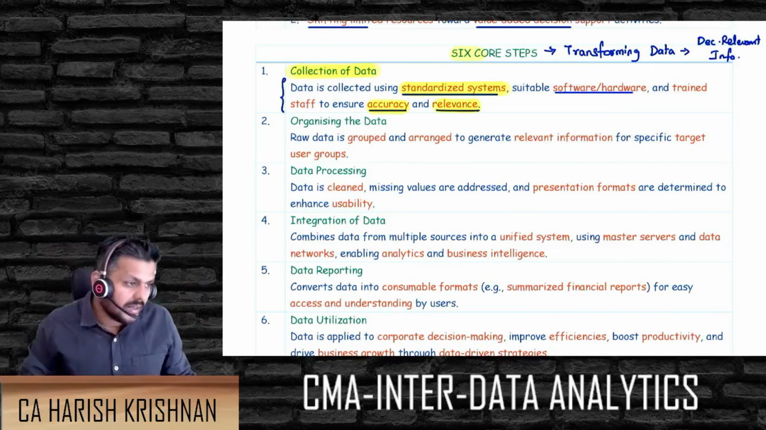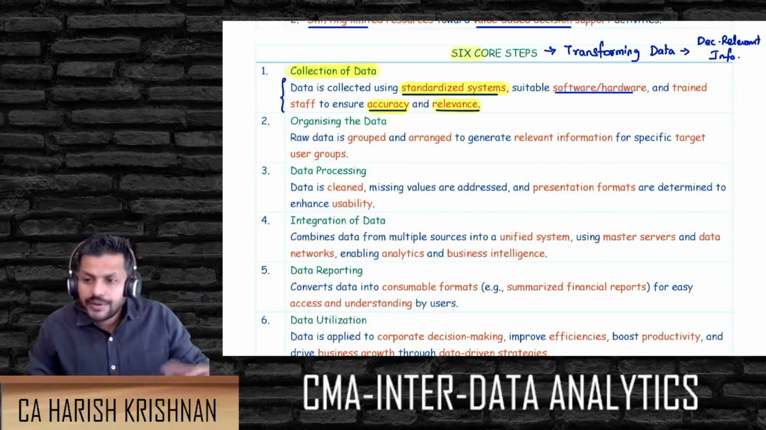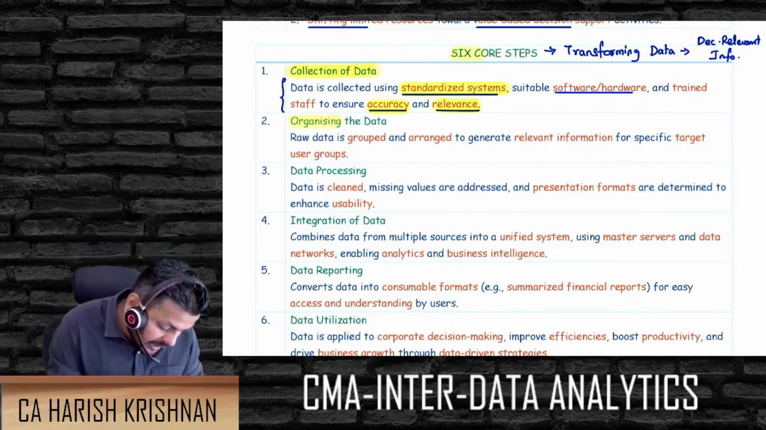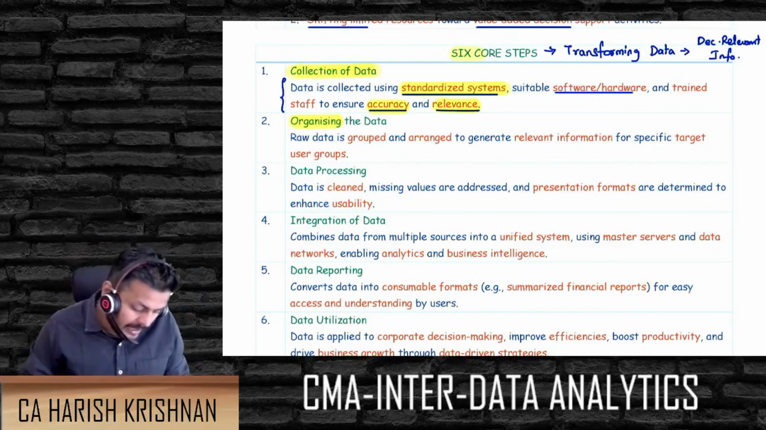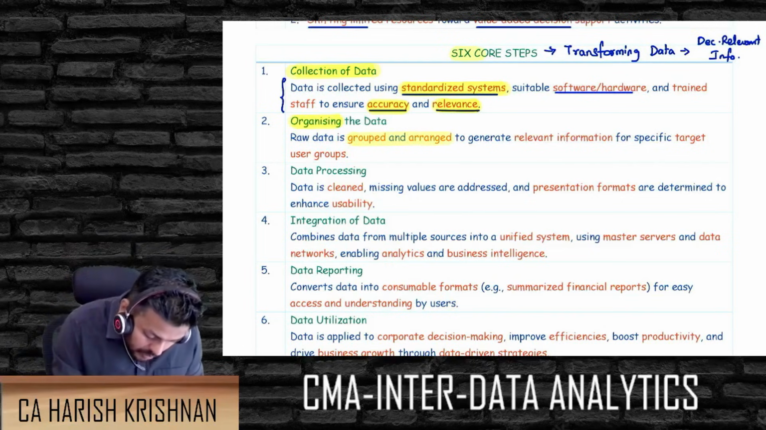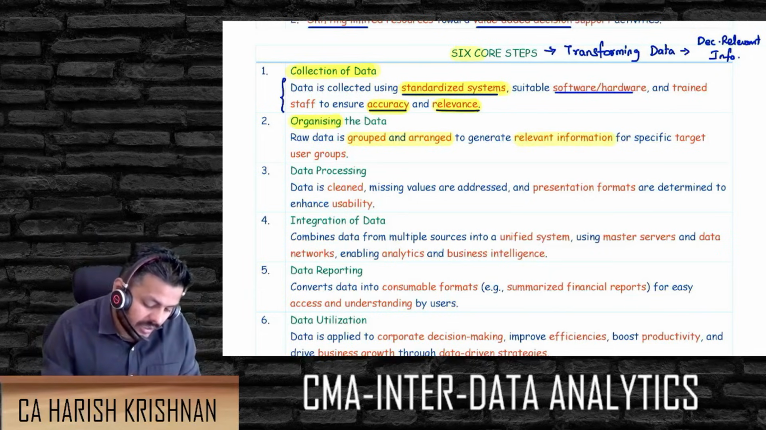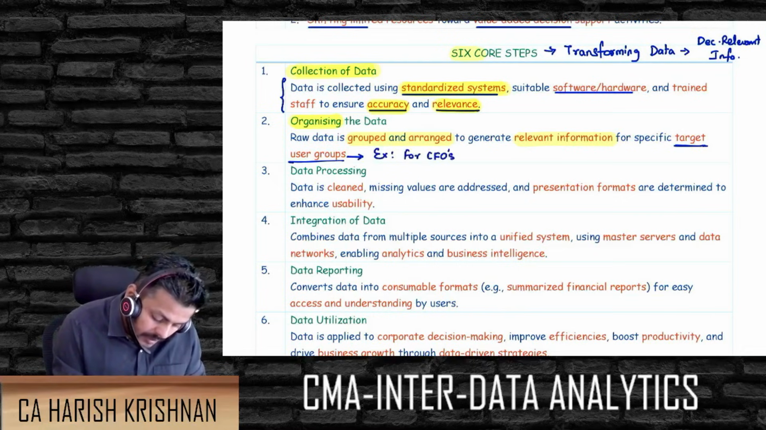Now after collecting data, data comes from various sources. So what are you doing? You are going to group it up, which is called organizing the data. Raw data is grouped and arranged to generate relevant information for specific target user groups. Example, for CFOs.